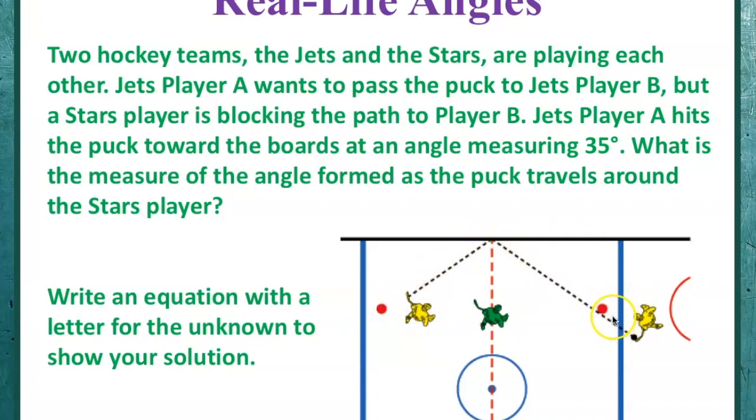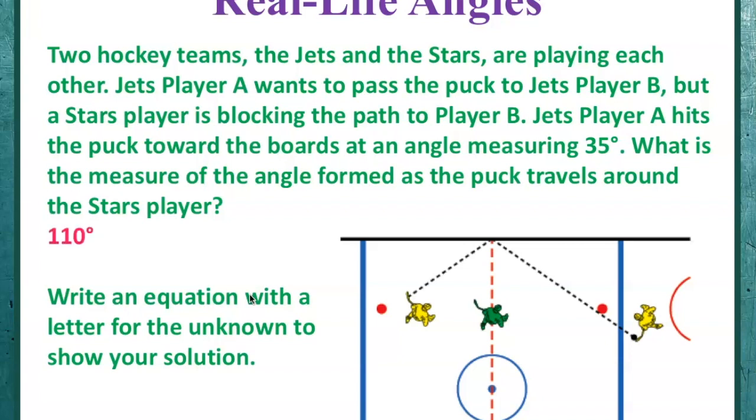We know that if this is 35 degrees right here, that he is hitting the puck at, it's going to bounce off at 35 degrees as we learned before. So we need to figure out what this unknown is in here. Write an equation with a letter for the unknown to show your solution. Go ahead and try that on your own and see if you can get the correct answer.